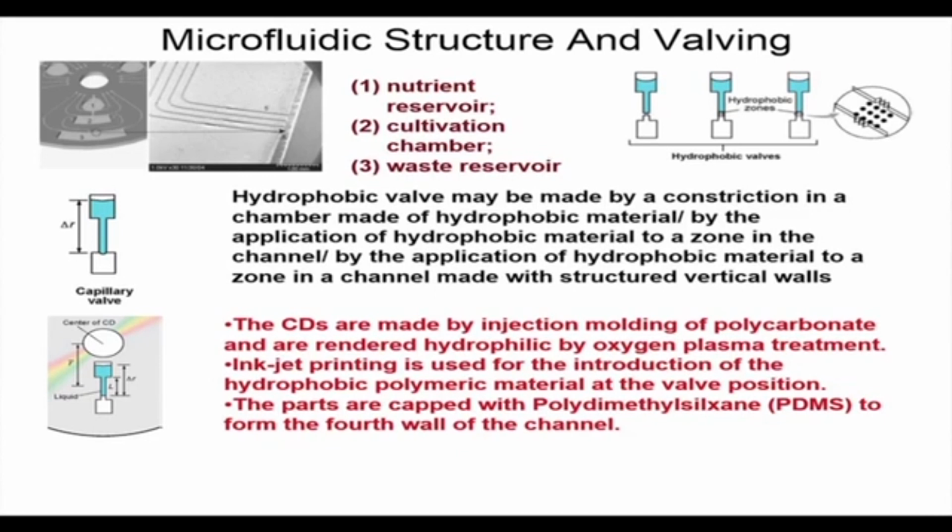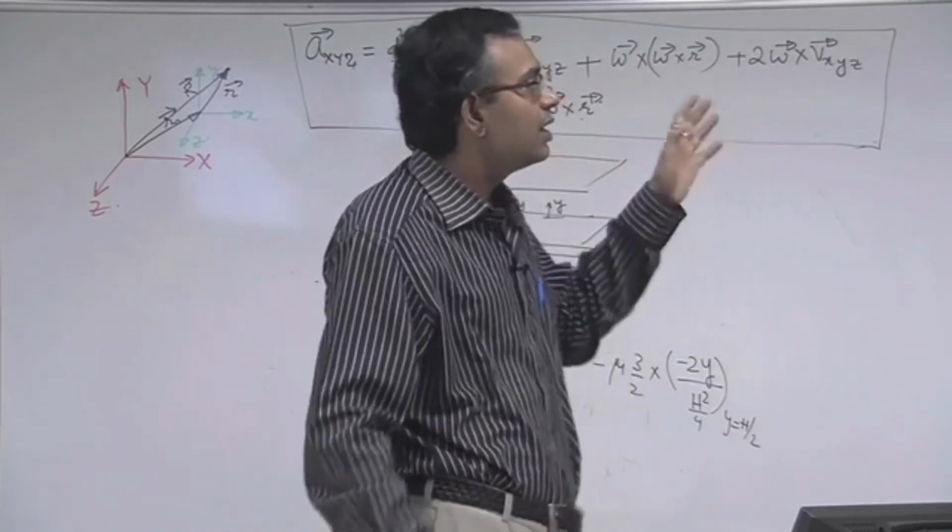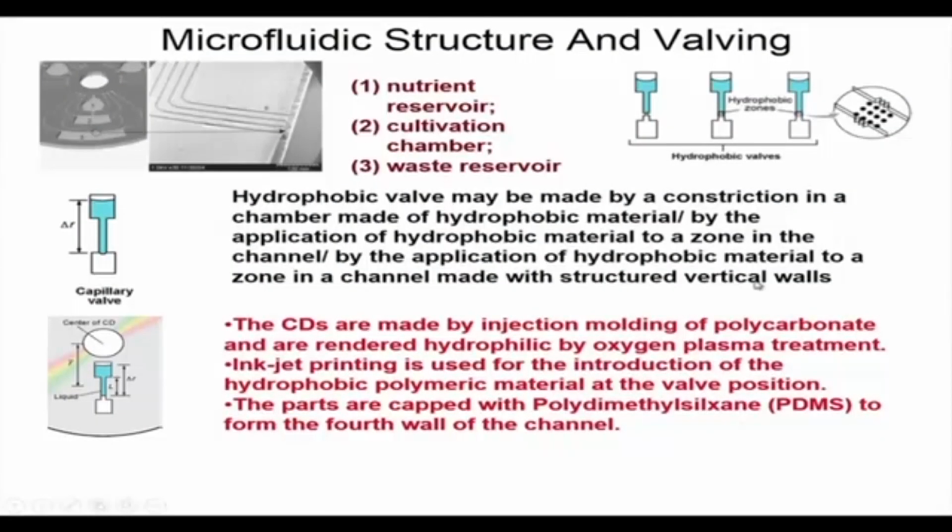So typically in practice the CDs are made by injection molding of polycarbonate or by the 5-layer manufacturing process that we have shown, and are rendered hydrophilic by oxygen plasma treatment. Because I have earlier told that by oxygen plasma treatment you can make a surface hydrophilic. So if you make it hydrophilic, then you can make it selectively hydrophobic by using the techniques that we have mentioned.